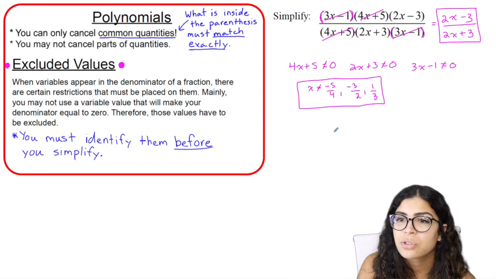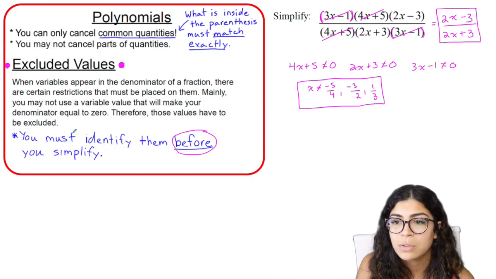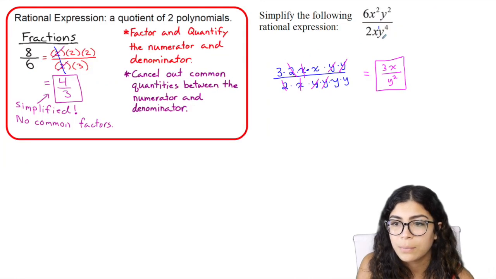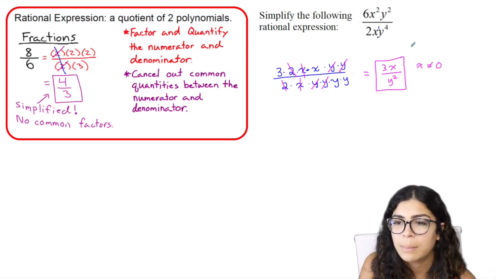So if we go back, we actually have 2 variables here. We have x and we have y. So the excluded values are x cannot be 0, because if it's 0, then 0 times 2 times whatever y is to the 4th power would be 0. And also y cannot be 0.